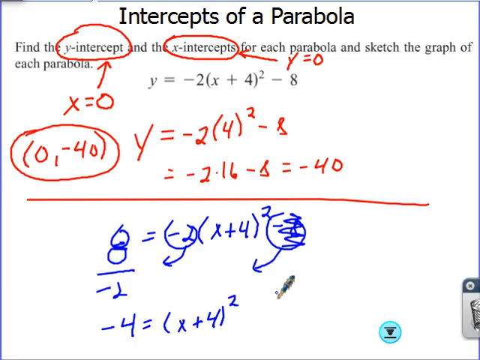And hopefully you already see a problem with that. It's going to be really hard to square something to give me a negative. So right off the bat, do you know what the x-intercepts are? Non-existent. There are no x-intercepts here. How can that be possible, though? If you have a parabola, which, by the way, this parabola opens downward, how in the world can you have a parabola and not have an x-intercept?